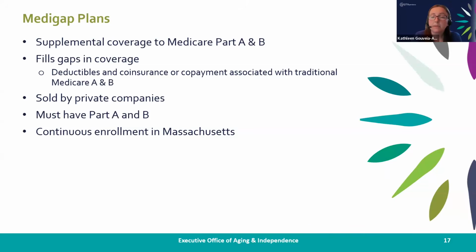Medigap plans are supplemental coverage to Medicare Part A and Part B. Medigap plans fill gaps in coverage, such as deductibles and coinsurance or copayments associated with traditional Medicare Part A and B. Medigaps are sold by private insurance companies. You must have Part A and Part B in order to be in a Medigap plan. And in Massachusetts, there is continuous enrollment into a Medigap plan.